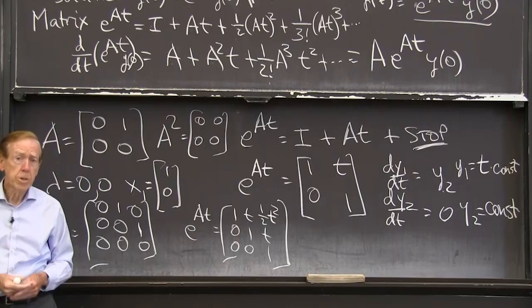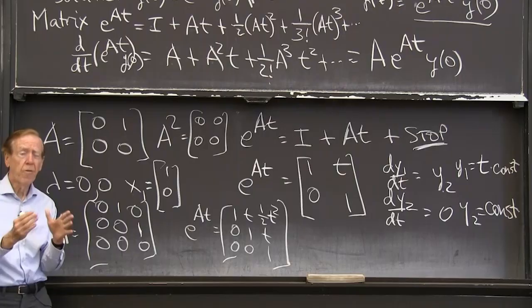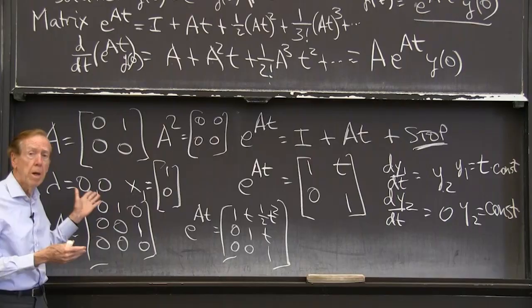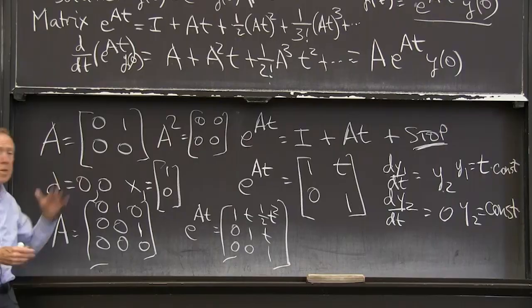Okay, so the matrix exponential gives a beautiful, concise, short formula for the solution. And it gives a formula that's correct even in the case of missing eigenvectors.